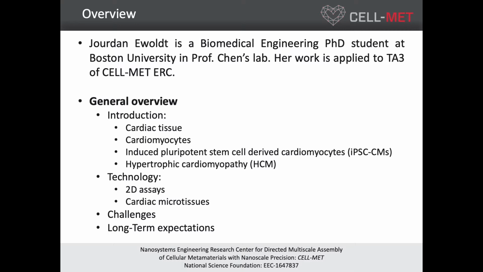In this presentation, I'm going to walk you through the composition and structure of healthy cardiac tissue, give an overview of important characteristics of the contractile cardiac cells called cardiomyocytes, and explain the process we use in CellMet to obtain cardiac cells, and later describe characteristics of one of the cell lines that we are studying. I will then go over some of the technologies we use to study the disease both in 2D and in 3D cardiac microtissues, and review the challenges and long-term expectations in this project.